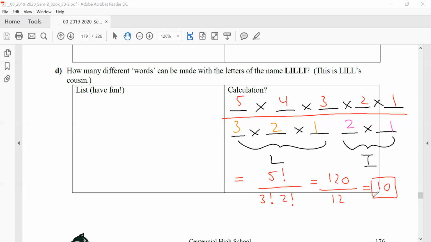All right, I'm hoping that you're seeing that every single time I have an identical object, I'm going to divide out those repeats, or those identical arrangements, and that's going to account for the fact that I can't tell the difference between them.